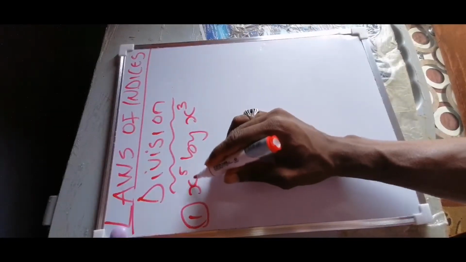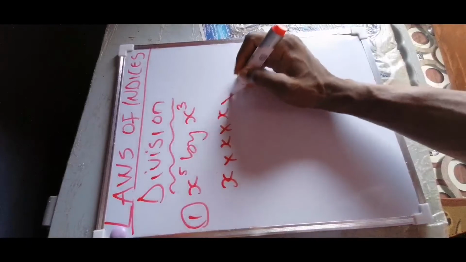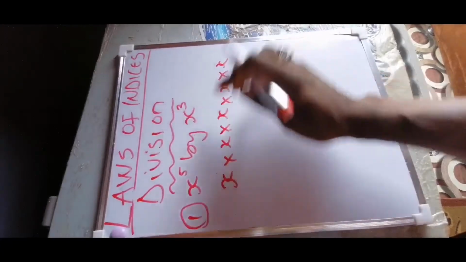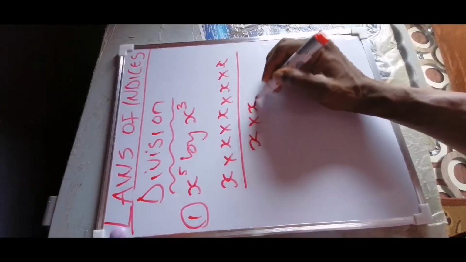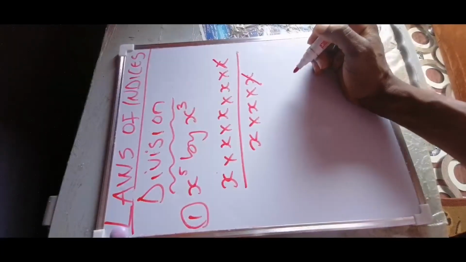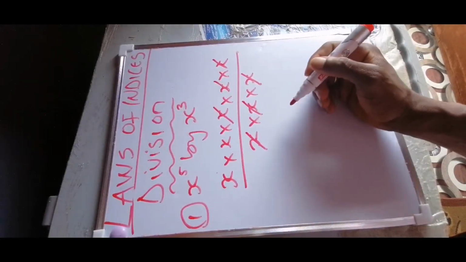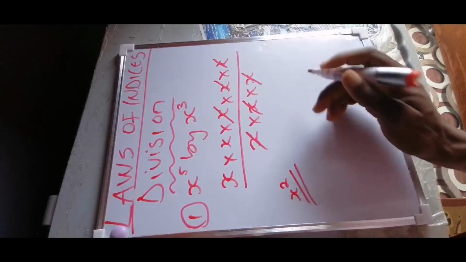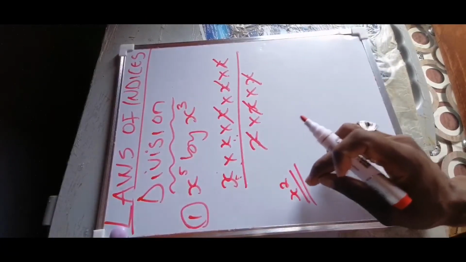So here we have 5 x's: x times x times x times x times x. We have 1, 2, 3, 4, 5 x's, divided by 3 x's: x times x times x. We have 3 x's here. So this x cancels this x, this x cancels the second x, while this x goes with this x. So our answer equals x raised to the power of 2. Here is our final answer. We have x squared as our answer. So we are going to check it. Our answer equals x raised to the power of 2.